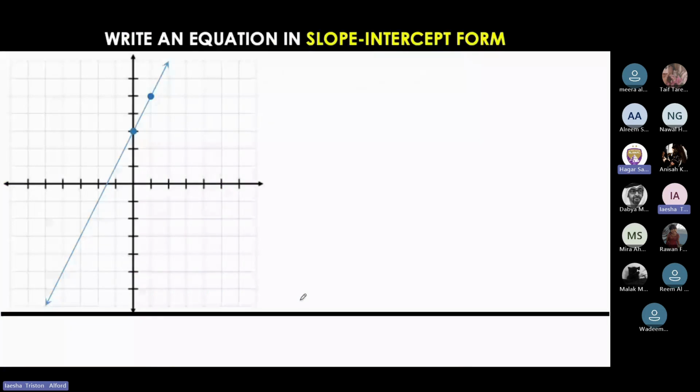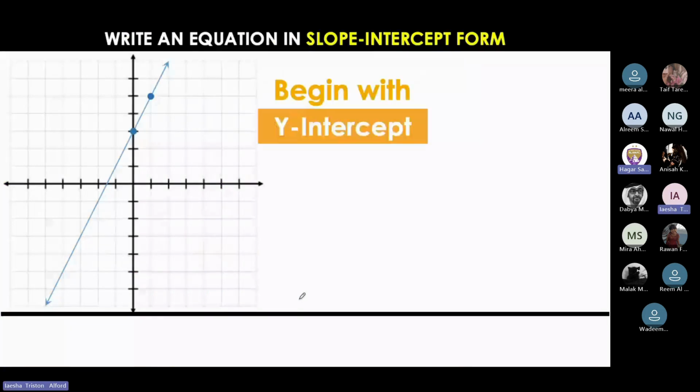So we did this one in class. Begin with the y-intercept. The y-intercept must be on the y-axis. So this one. What number is your b? Positive 3. Good. How do we know? This is 0. So this is positive 1, positive 2, positive 3.